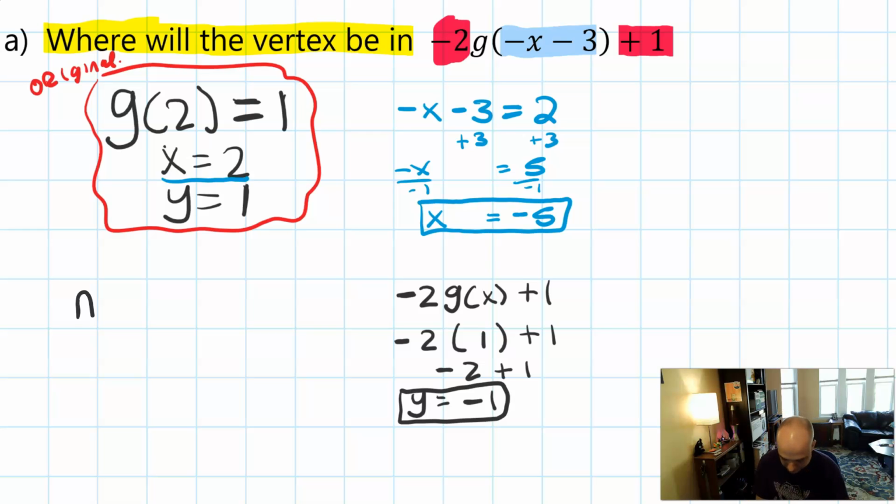So the new vertex, which I arrived at by solving backwards for x and plugging in the y value for y, is going to be negative 5, comma, negative 1.